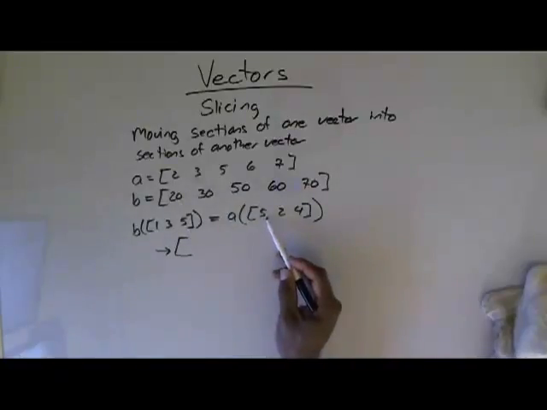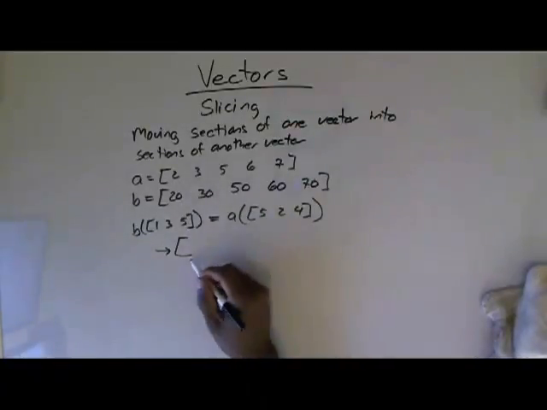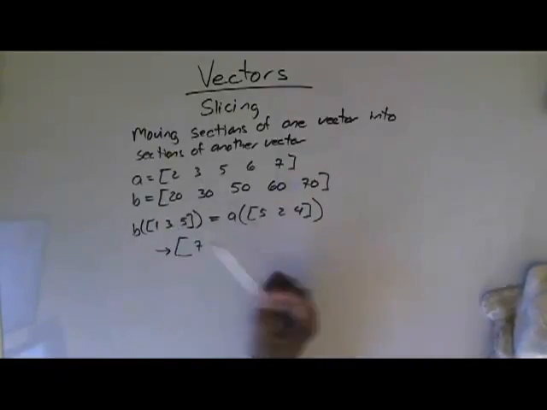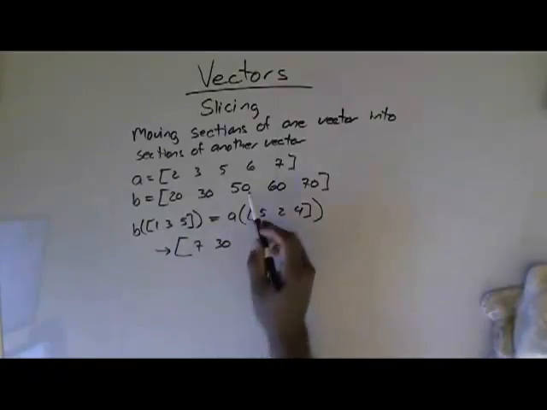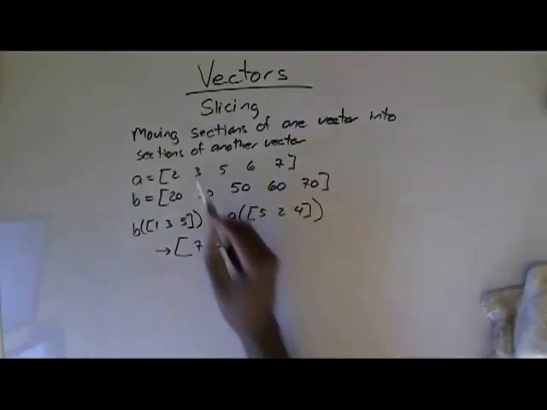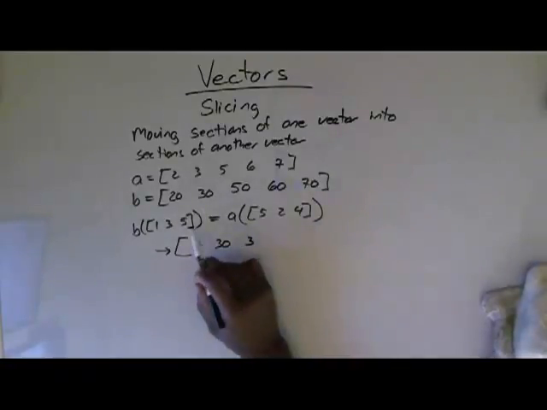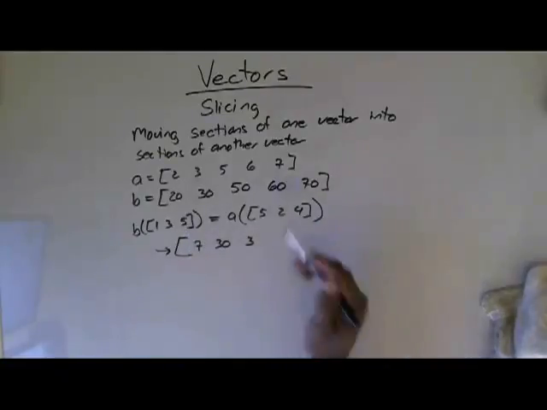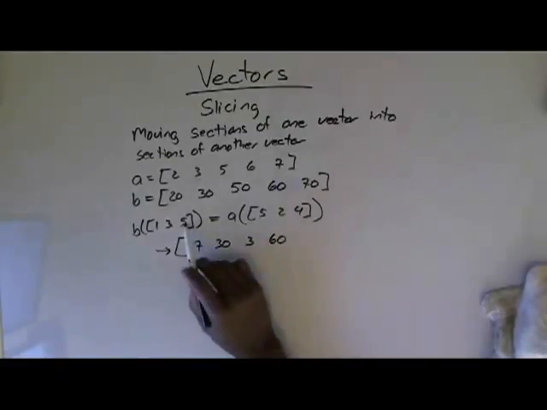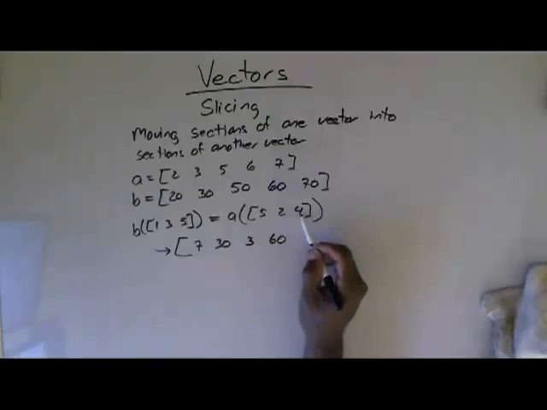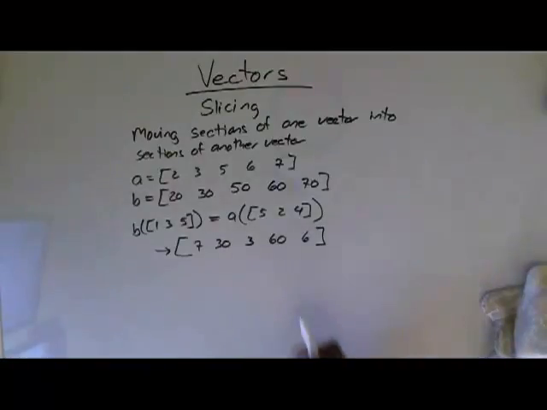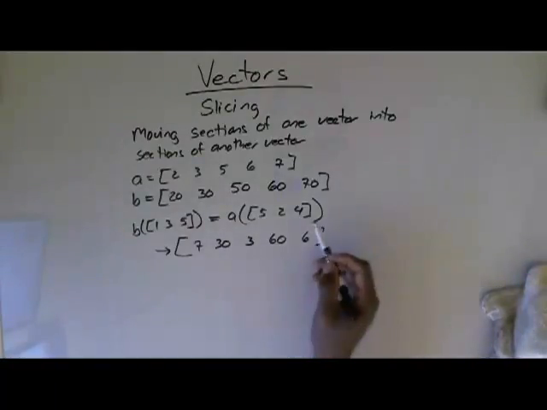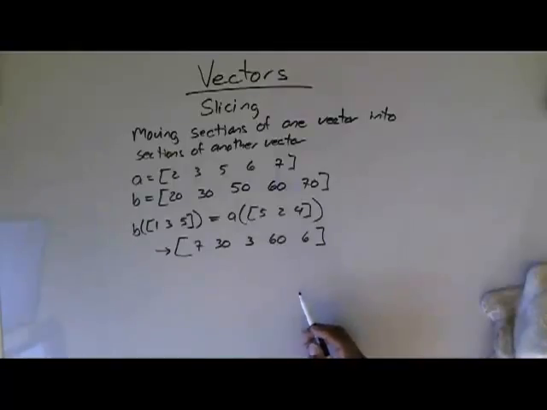So B winds up looking like this. 20 here gets replaced by 7. The 30, the value in location 2, stays the same. The 50 here in location 3 gets replaced by 3. The value in location 4 stays the same, 60. The value in location 5 gets replaced by this 6 here. So that's the result of this slicing operation.